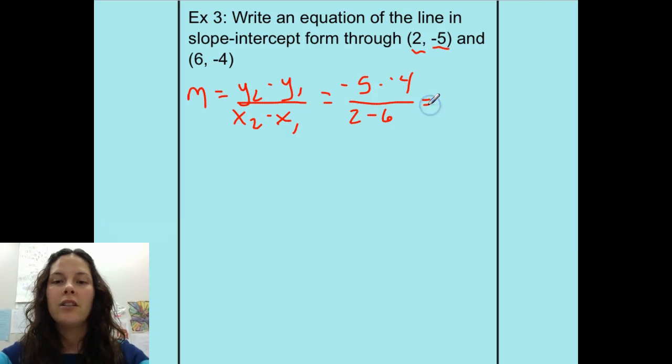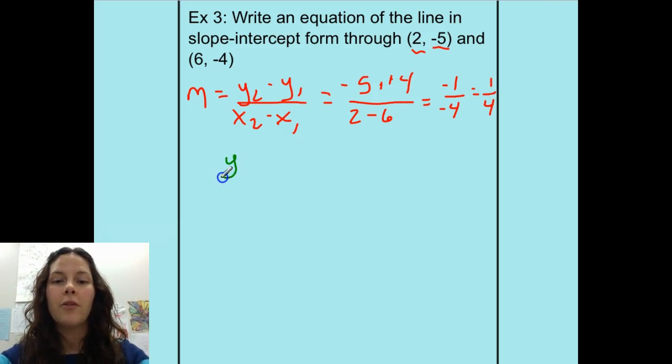In the numerator, changing that subtracting a negative to adding the opposite, negative 5 plus 4 is negative 1, over 2 minus 6 is negative 4. Whenever you have a negative over a negative, the negatives cancel. So even though I can't simplify my 1/4, I can simplify my negatives.